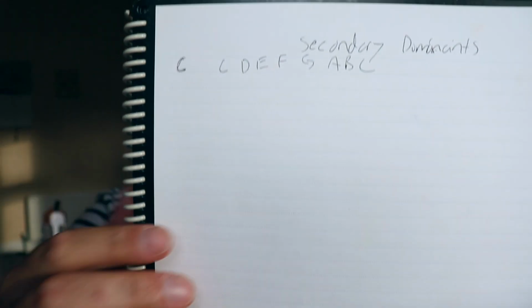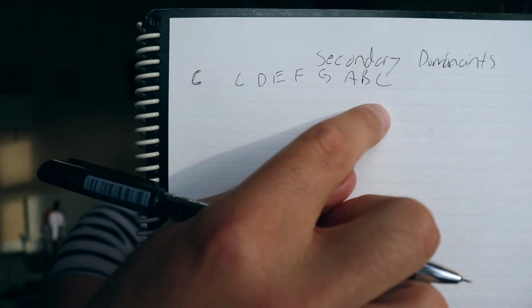So the way we're going to do this is we're going to start with the key of C. This is because C has no accidentals, meaning it has no sharps or flats, just natural notes: C, D, E, F, G, A, B, C. So the scale of C goes C, D, E, F, G, A, B, and C. That is our scale.